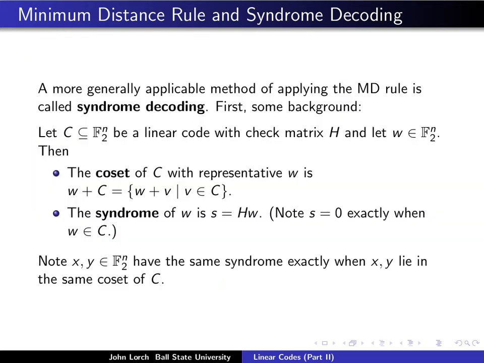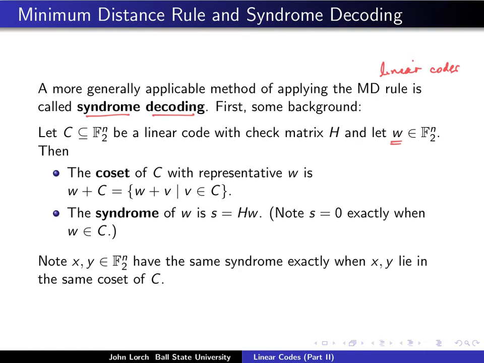Okay, so there's a more generally applicable method for applying the minimum distance rule in linear codes. And that method is called syndrome decoding. So we'll need a little bit of background before we can introduce the process of syndrome decoding. So we're going to let C be a linear code with check matrix H, and we're going to let W just be an arbitrary string in F2^n.